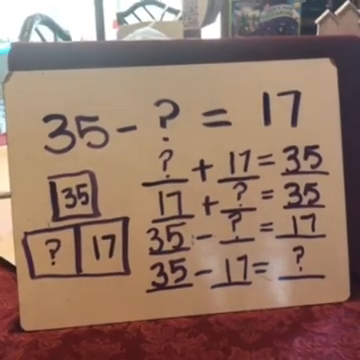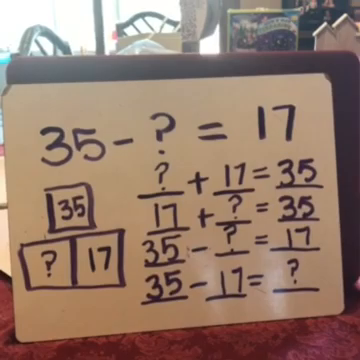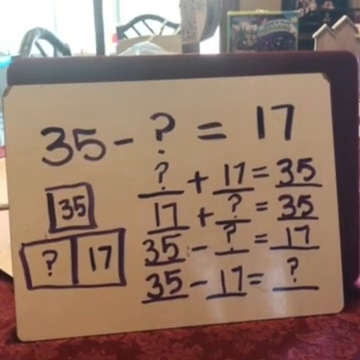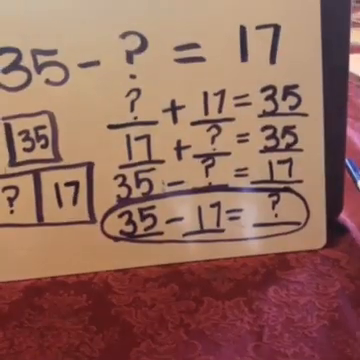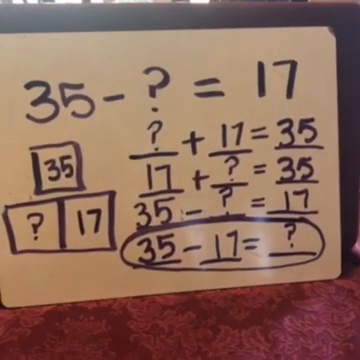Which one is going to be the easiest for me to solve for the mystery number? I hope you said the bottom one, because the question mark is all alone. So now I am simply going to solve 35 minus 17.